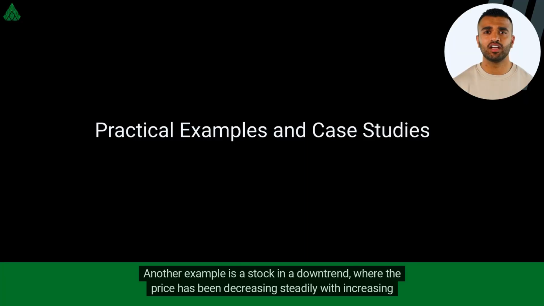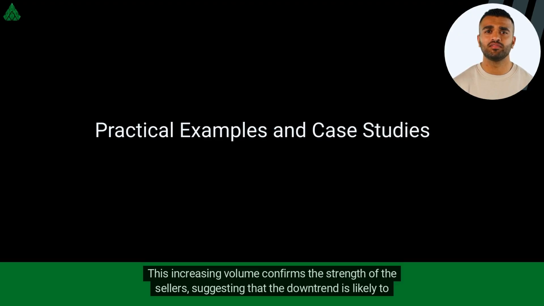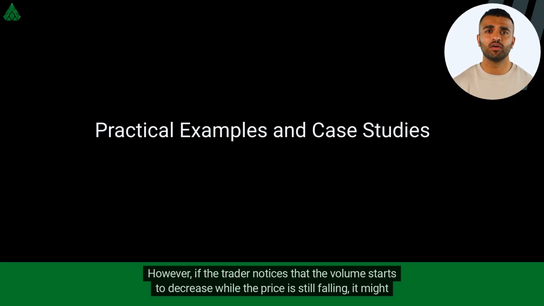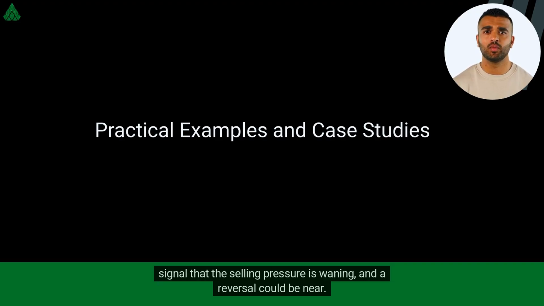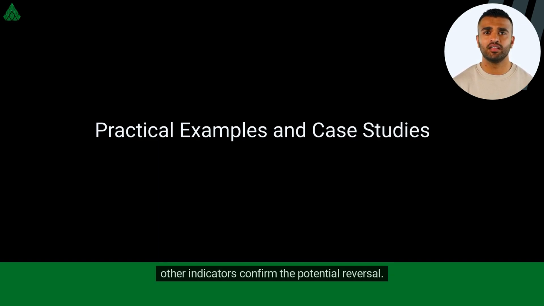Another example is a stock in a downtrend where the price has been decreasing steadily with increasing volume. This increasing volume confirms the strength of the sellers, suggesting that the downtrend is likely to continue. However, if the trader notices that the volume starts to decrease while the price is still falling, it might signal that the selling pressure is waning and a reversal could be near. In this scenario, the trader might consider taking profits or even looking for a buying opportunity if other indicators confirm the potential reversal.